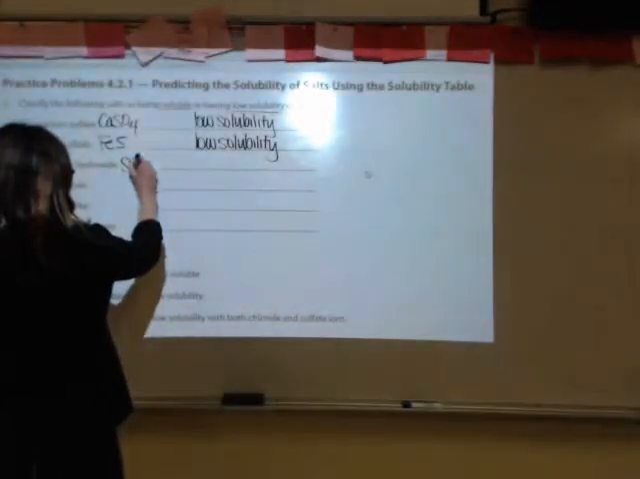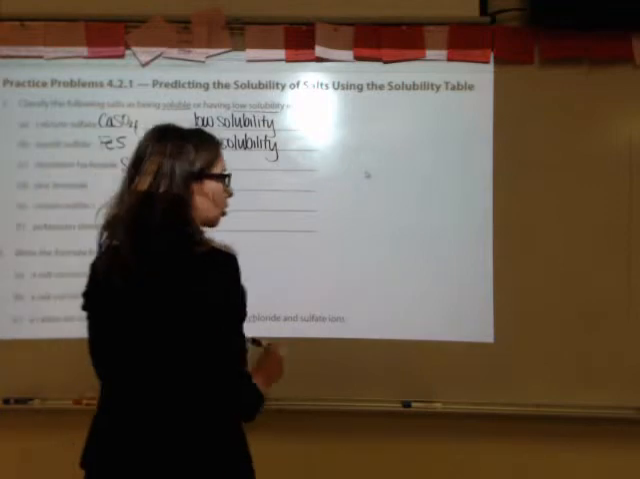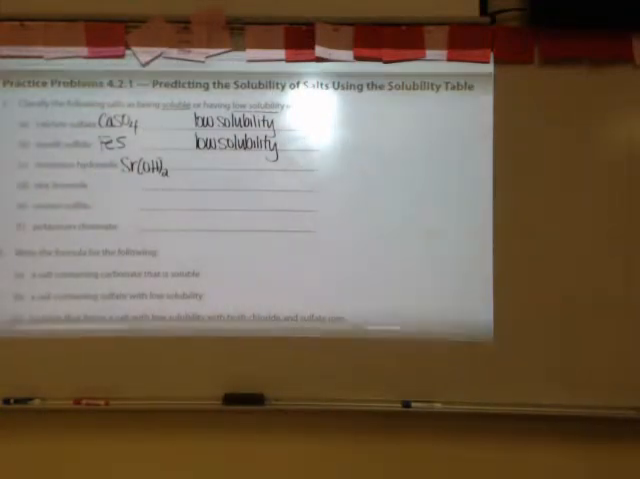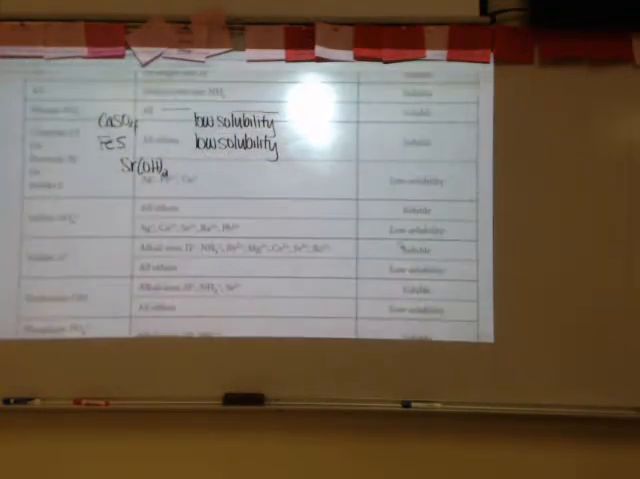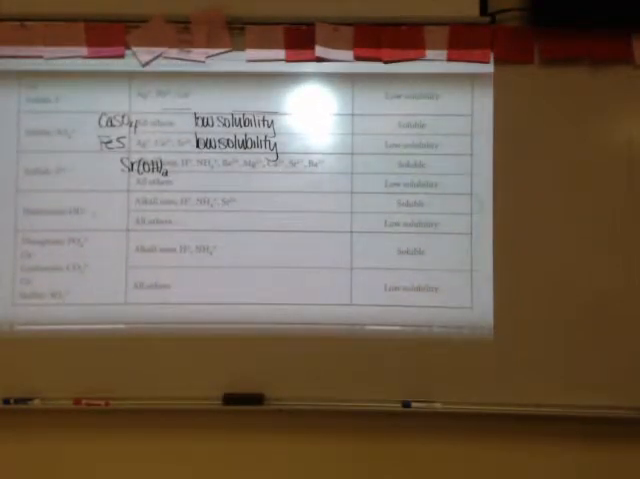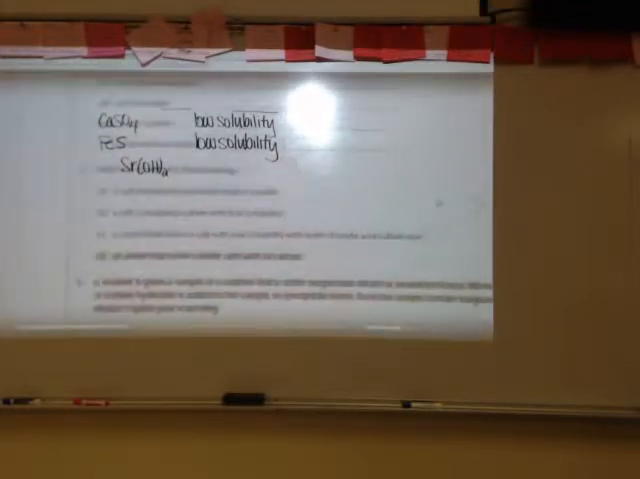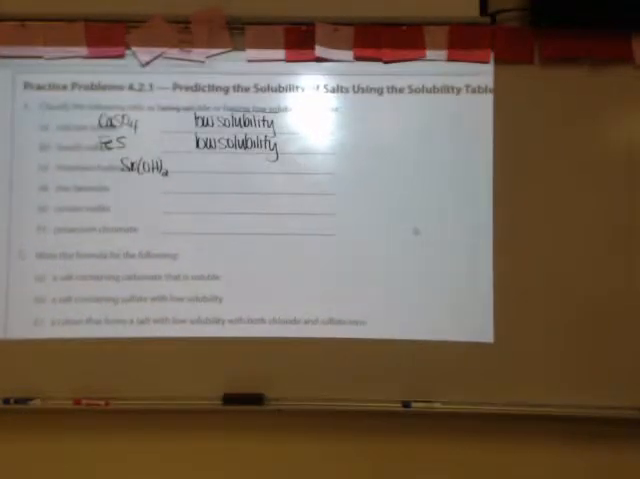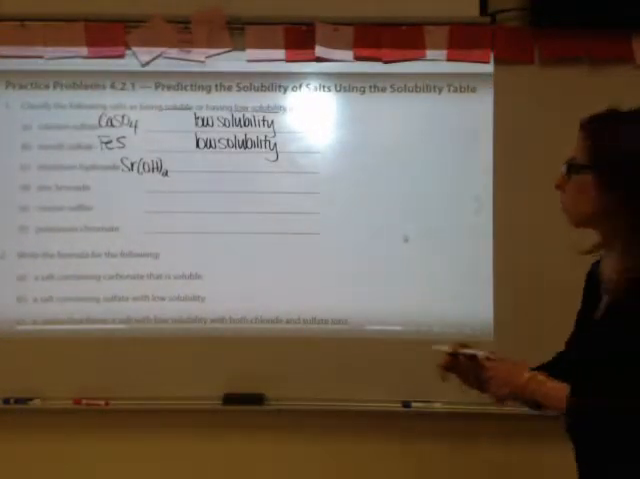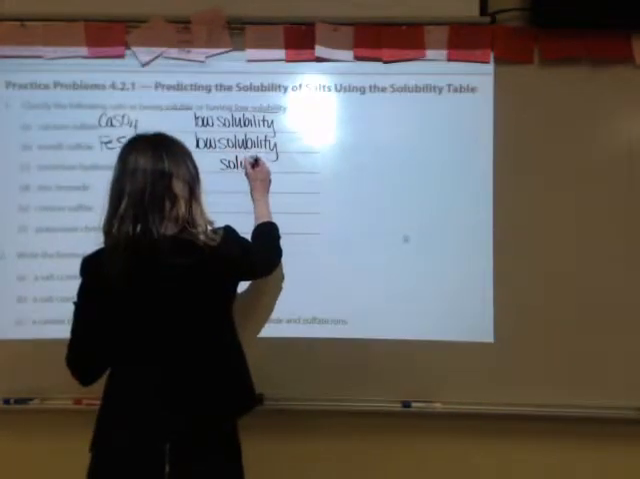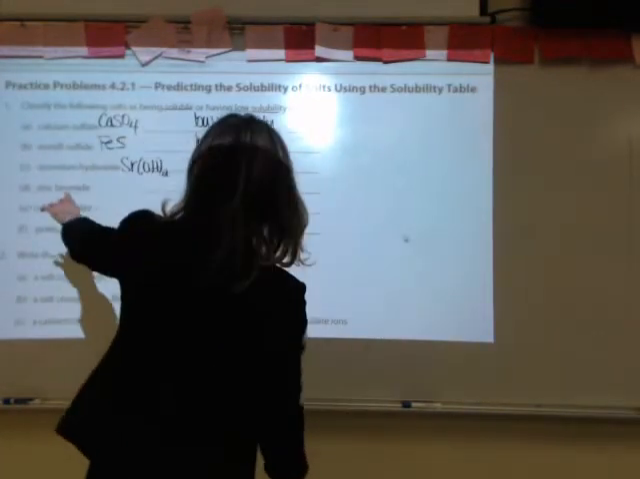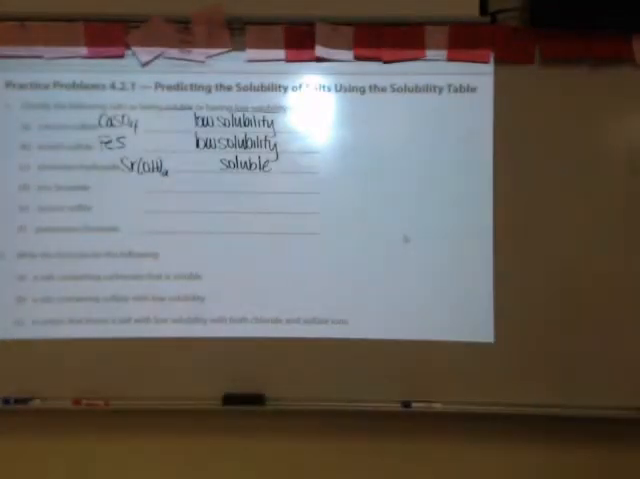C, strontium hydroxide, Sr(OH)2. So if you look back here towards the bottom, hydroxides, if it's with the alkali ions, hydrogen, the ammonium ion, or strontium, then it would be soluble. Okay, so we're going to put here that 1C is soluble. Can you take D through F? And let's see what you guys come up with.